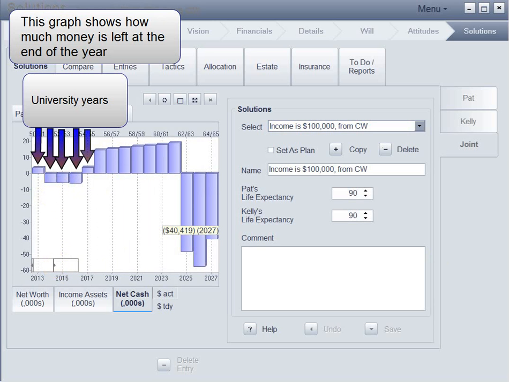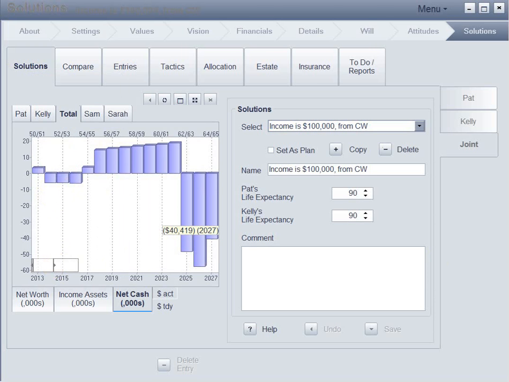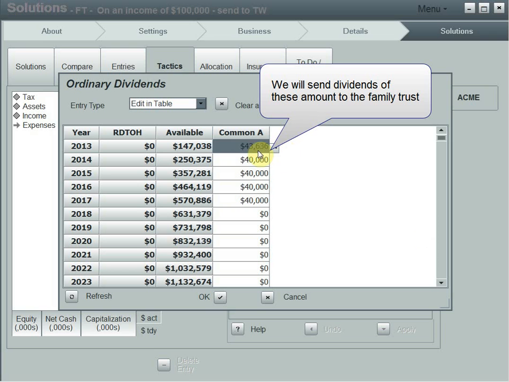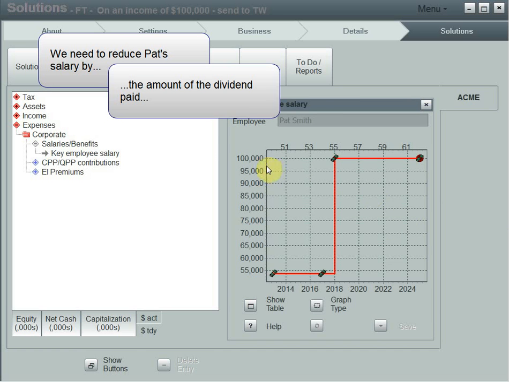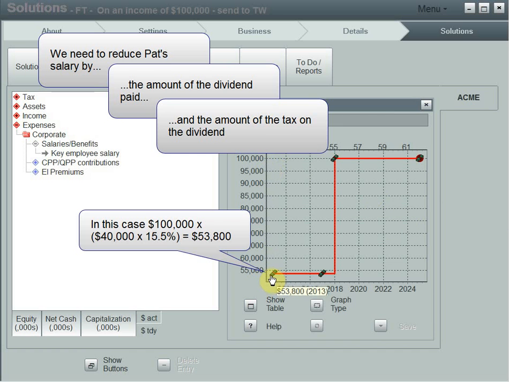So our suggestion to Pat is, set up a family trust and pay your 2 children dividends. So we're going to send dividends of this amount over to the family trust each year while the children are in university. And when we do that, we need to reduce Pat's salary to about $53,000 just to accommodate for the dividends going over to the family trust.